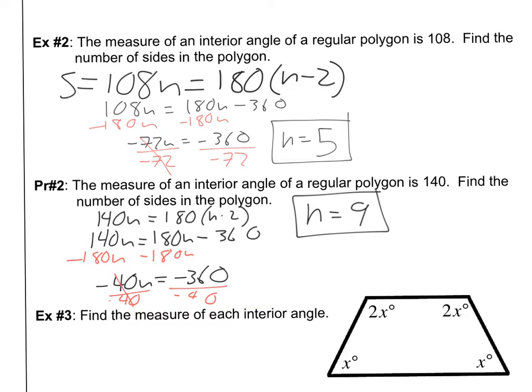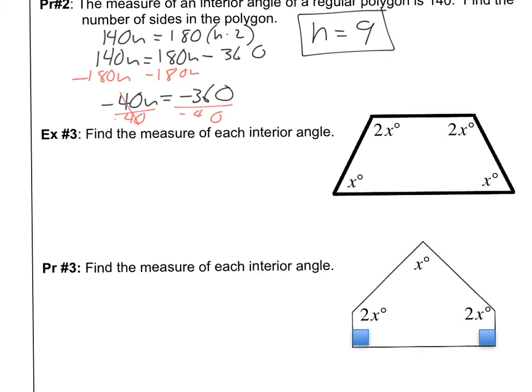All right, so I said 140 times the number of sides should equal the sum of the angles, and so should 180 times n minus 2. So I just used some algebra to solve this equation. I end up with n equals 9. Therefore, this polygon must have 9 sides. All right, let's try this problem.